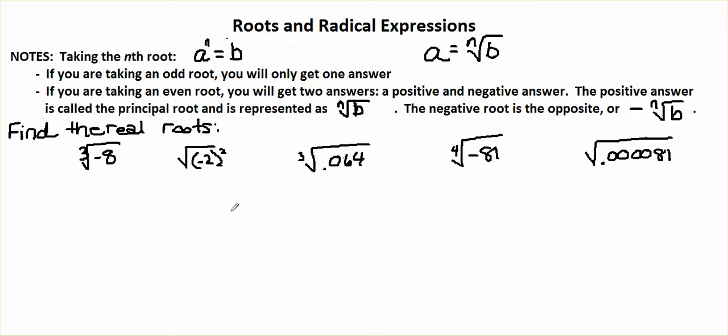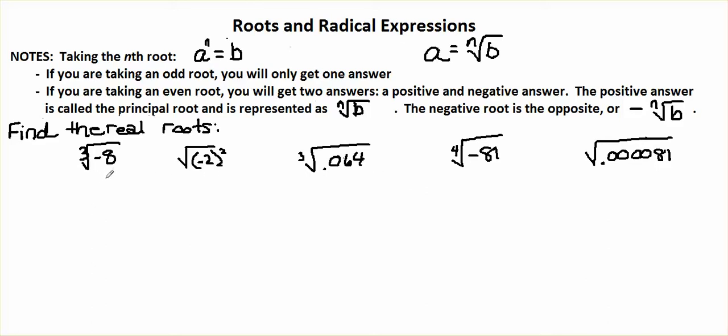In this video, we're going to continue our lesson on roots and radical expressions. I want you to take a look at what we're being asked to find here. It says find the real roots of the following. There is a difference between what we're going to do now and what we did in the last two videos.